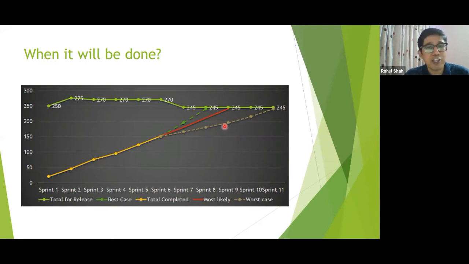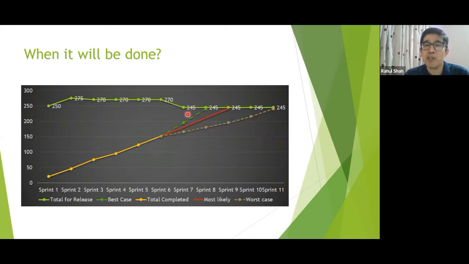So how do you generate these different charts? One is the longer one, which is taking longer. You pick up the top 3 worst sprints and then take the velocity and plot this chart. So your average velocity may be 20, but in some sprints you might have 15, 17. So pick up the 3 worst sprints, consider that velocity, and then draw this forecast.